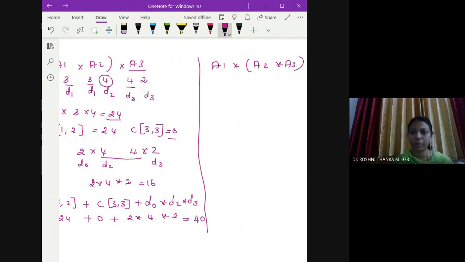So that is what we are going to do. Again, we know the dimension of A1 is 2 by 3, the dimension of A2 is 3 by 4, and the dimension of A3 is 4 by 2. This is what we have to work with.